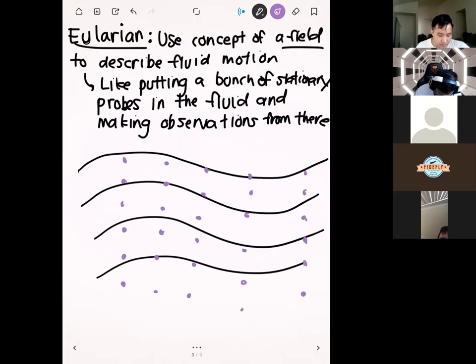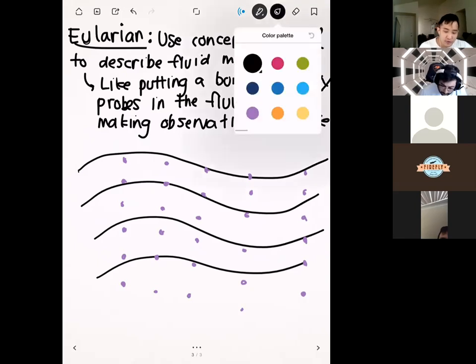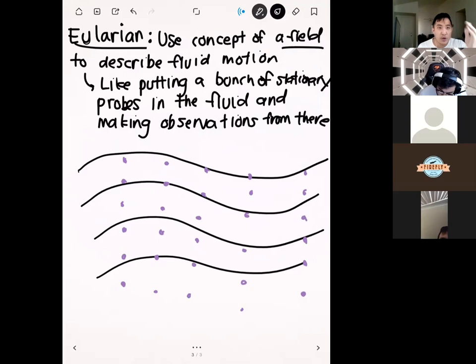These probes don't move. They're just kind of sticks in the ground. We observe the fluid as it moves past these probes. This probe can say something like, the fluid just moved past me at a certain angle, at a certain speed. That's how we end up describing the fluid flow. Instead of following individual particles as a function of time, we can see as a function of space how the velocity, density, viscosity, and pressure vary.